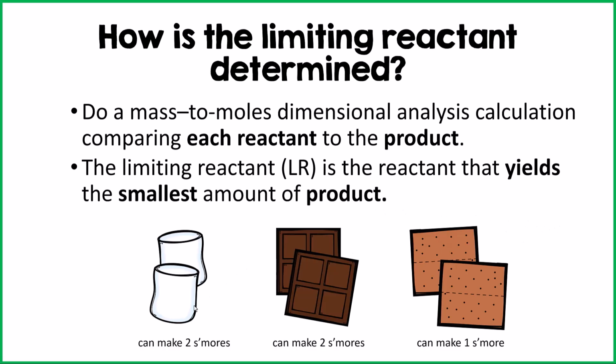So here, these marshmallows can make 2 s'mores, these can make 2 s'mores, these can make 1 s'more. So your limiting reactant is going to be the one that makes the least amount of product. But of course, when we're discussing chemistry, we're using moles and mass rather than number of items like we would in s'mores.